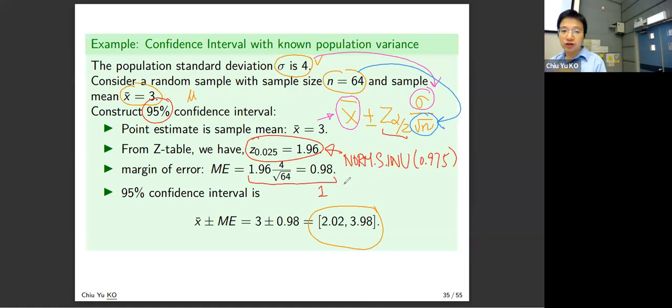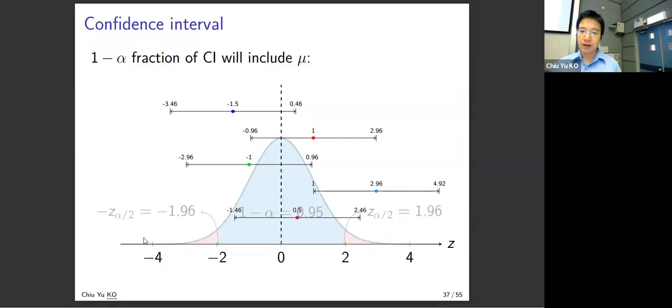So, very good question: how can we interpret this confidence interval? Actually, this is emphasized in many textbooks. The idea is the following. This is the graph that illustrates what you're asking. Suppose you do 100 samples, you have 100 confidence intervals, and 95 of them will include the true mean. 5 of them don't, but you don't know which 5. You don't know which 95.